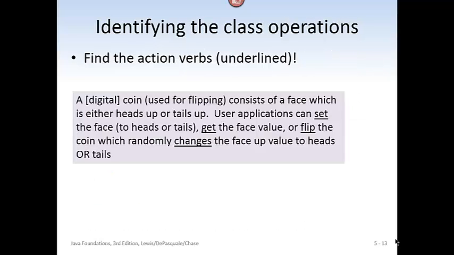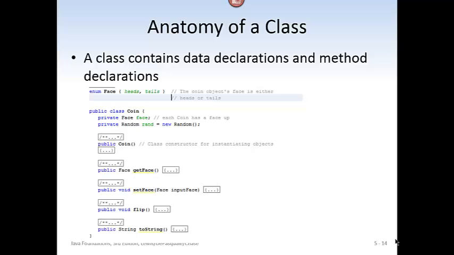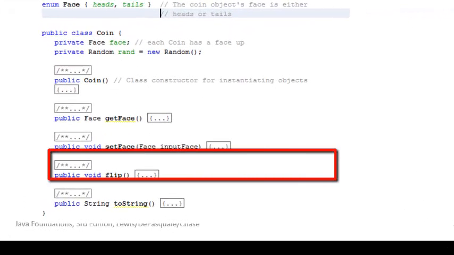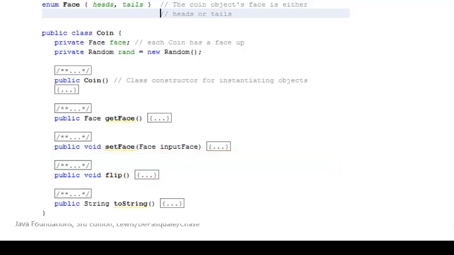Here's class coin again, and this time I underlined all the action verbs. So we see the words set and get, flip, and changes. So they're the action of the program. So here's my first cut at class coin. Notice I've included an enumerated type because the only two valid values for the face of the coin would be heads or tails.